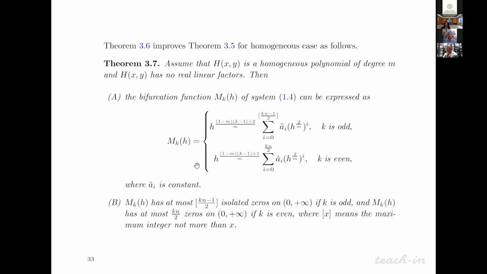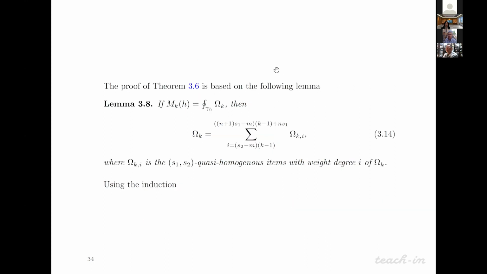So for the homogeneous case, this Melnikov function has at most k times (n minus 1) over 2, taking the maximum integral part, 0 if k is odd. If k is even, you get this one. For the theorem proof, we use some lemmas. We don't give the detail for that.